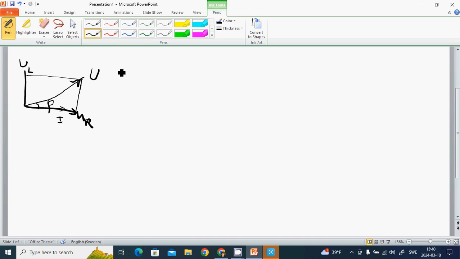Then UR is RI, UL is omega L I, and U equals I times the square root of R squared plus (omega L) squared.